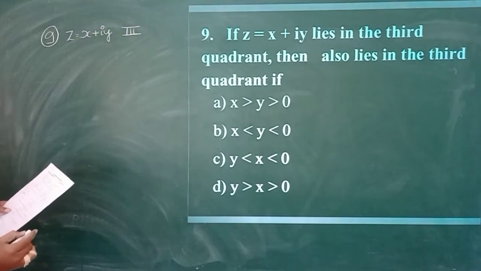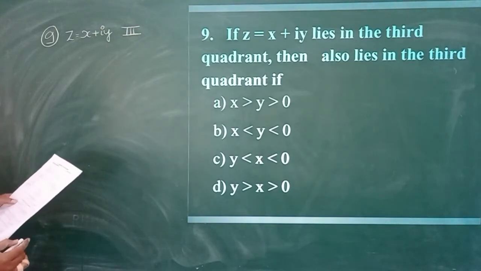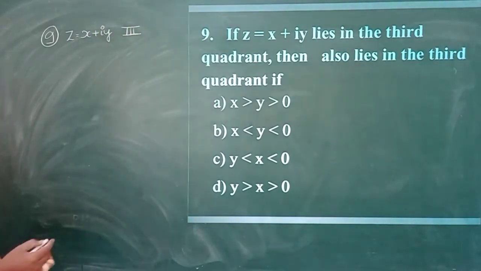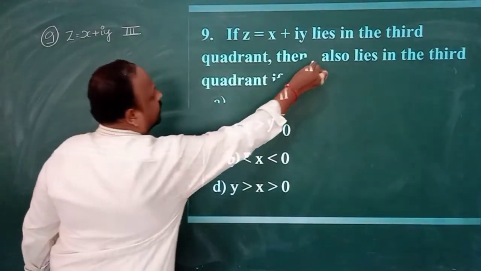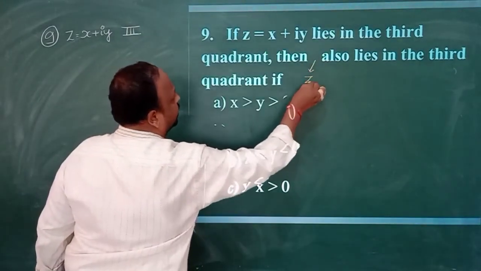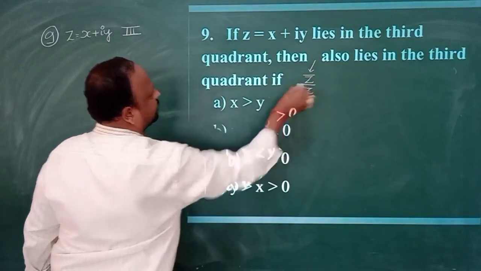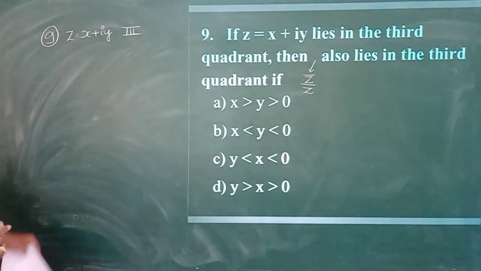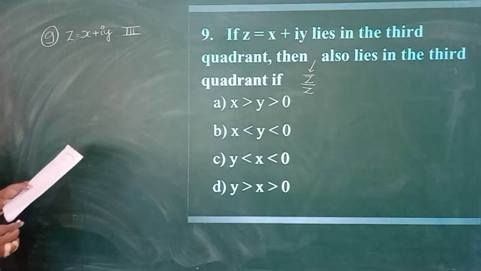Then also lies in the third quadrant. Z bar by z. Then there is something missing here. You can write down z bar divided by z. Then z bar by z is also in the third quadrant.